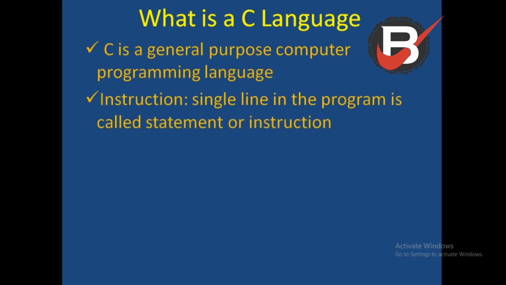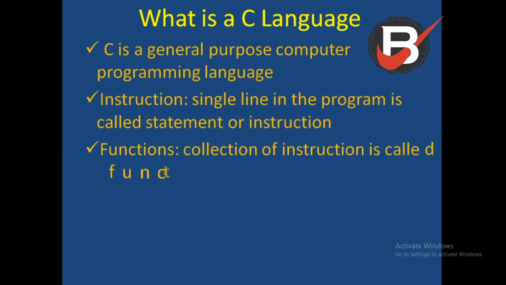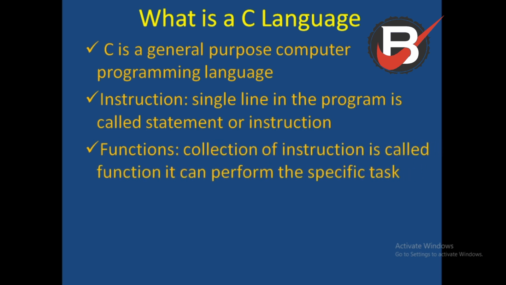To communicate with the computer, we have to write a number of lines of code. Each line we call an instruction. If you form these instructions together, we call that a function. Simply, a function is a collection of instructions or statements, and it can perform a specific task. Instruction is nothing but a single statement.